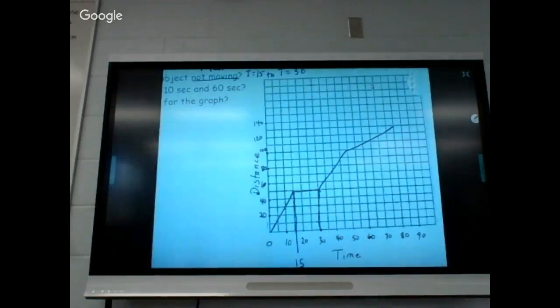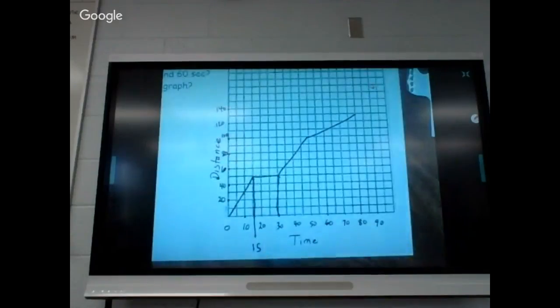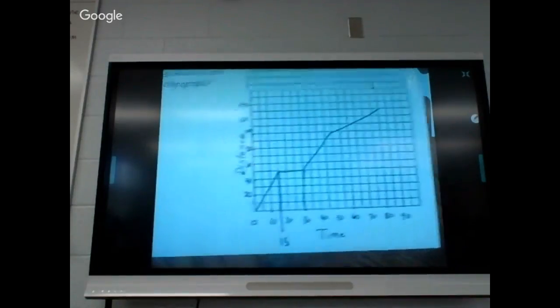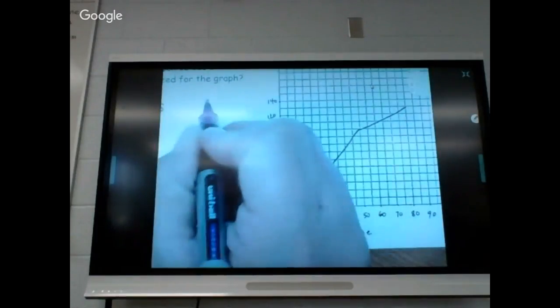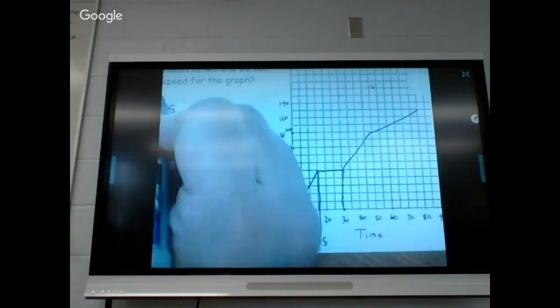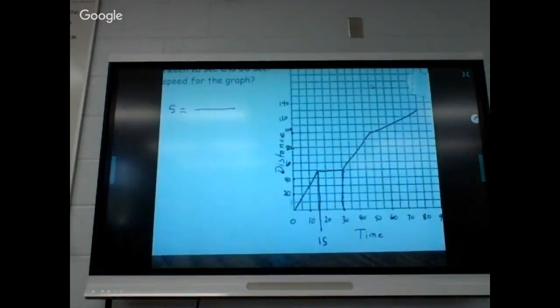All right. Number 7 wants to know what speed do we have between 10 and 60? All right, so how many times do we have between 10 and 60? How many times is that?